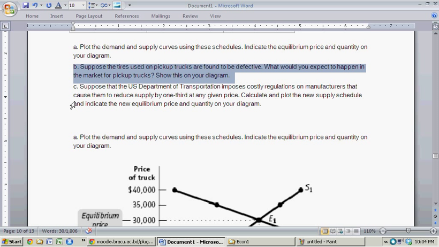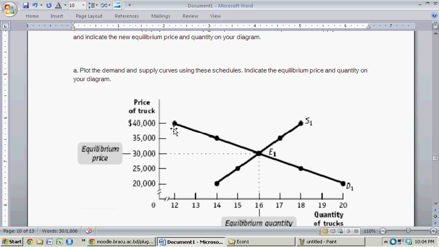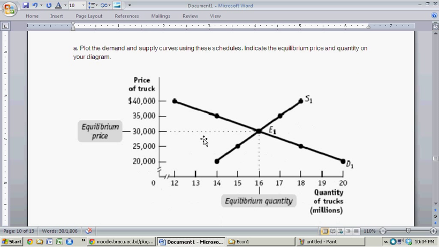Well, clearly, if the tires used on these pickup trucks are found to be defective, that's going to be an inward shift in the demand curve. At every price for a truck, there's going to be a lower quantity demanded, because shoddy tires are not a particularly attractive thing. So that's going to reflect an inward shift in the demand curve. This demand curve here is going to shift inward. Let me find a drawing for you.